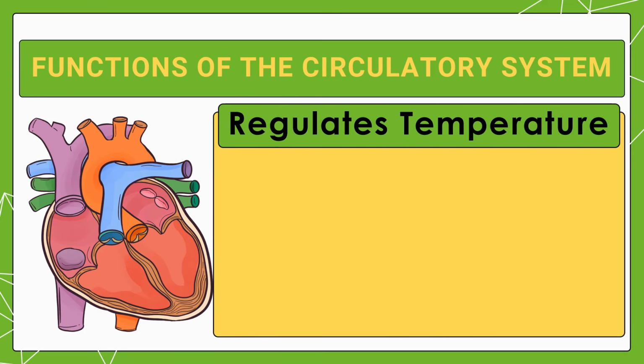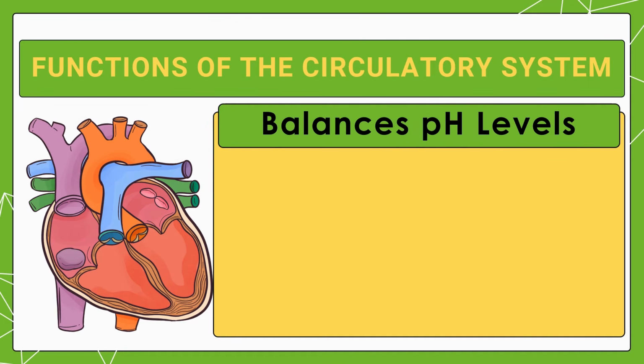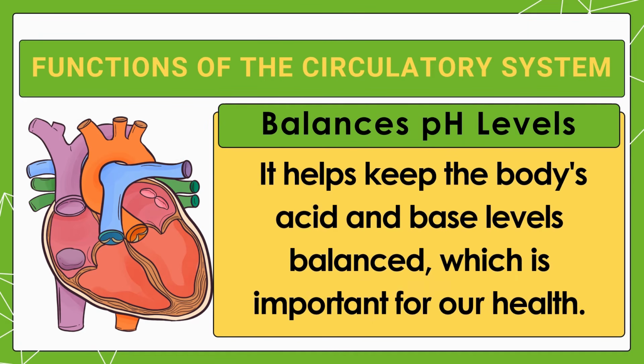Fifth is regulates temperature. The circulatory system helps keep our body temperature just right by adjusting blood flow to the skin. When we get hot, it sends more blood to the surface to cool us down. Sixth is balances pH levels. It helps keep the body's acid and base levels balanced, which is important for our health.